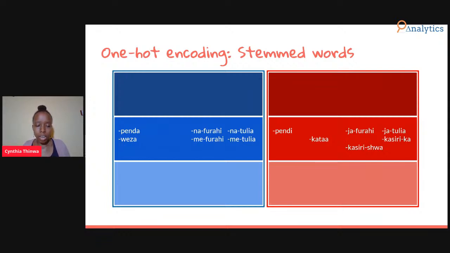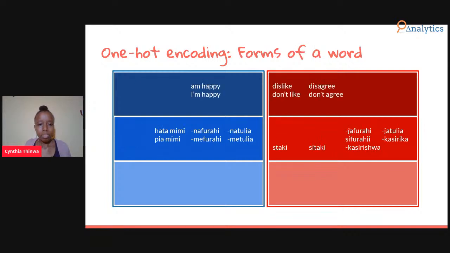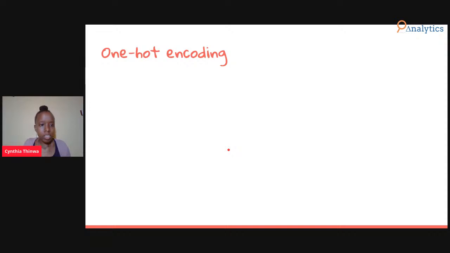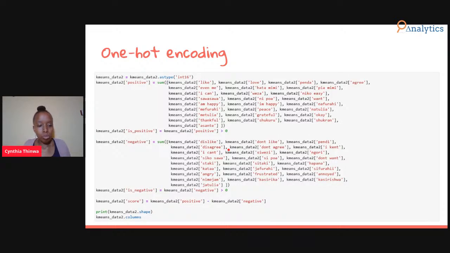So when you see na in nafurahi, for example, na is simple present and me is present perfect, okay? And the opposite of me is ja, just to give you an idea. And then we also try different forms of a word. So many Kenyans in informal contexts, instead of saying I am happy, typically just say I'm happy, right? So we tried to find different combinations of these words. And this is the code that was used to create the features and to do the one-hot encoding.